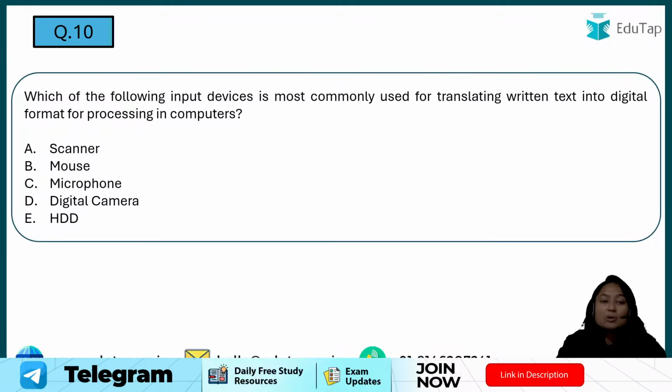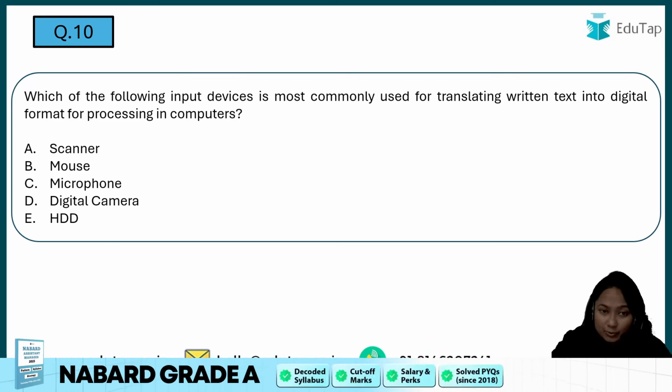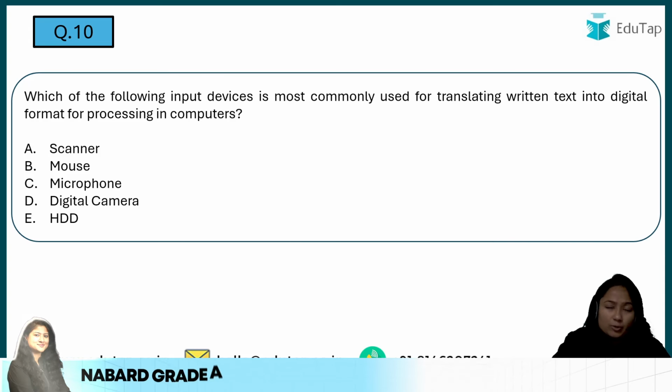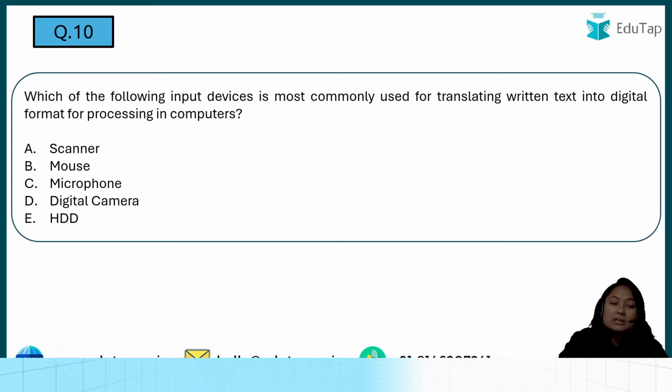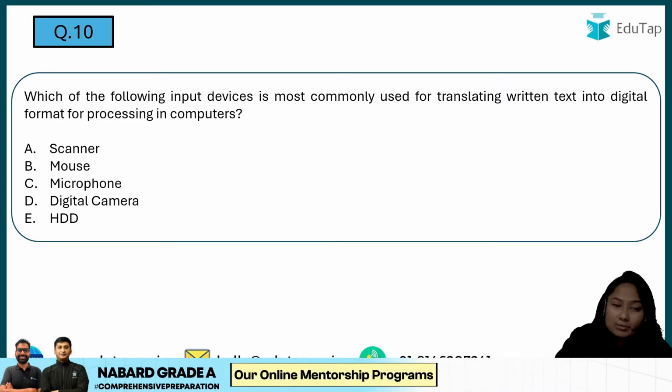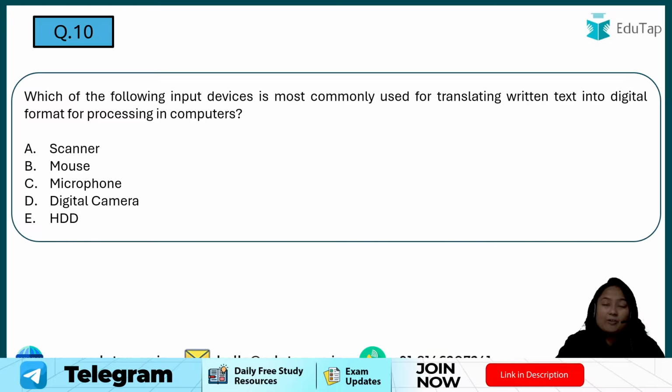Okay, now which of the following input devices is most commonly used for translating written text into the digital format for processing in computer? Scanner, mouse, microphone, digital camera, and HDD. We all know microphone is related to audio, and digital camera is related to both audio and video. But yes, the mouse, it's a type of input device that is not responsible in any way for the text.